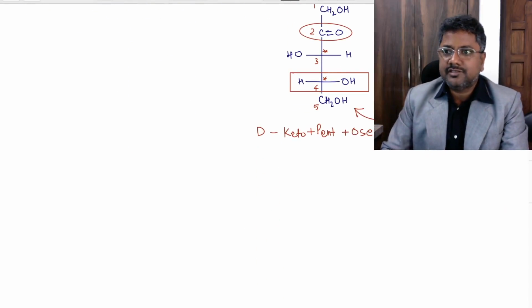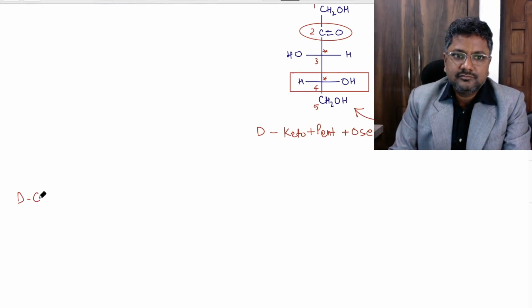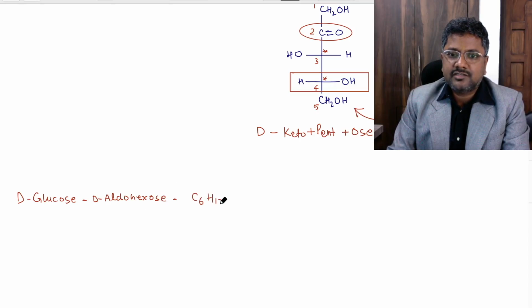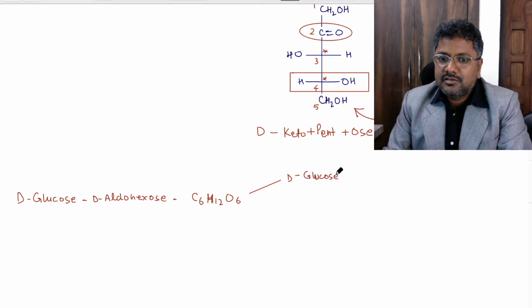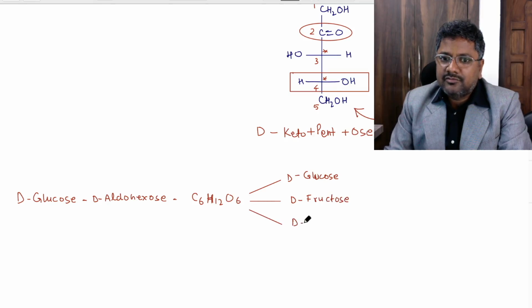Now see, in your syllabus, D-glucose is a D-aldohexose. What is the molecular formula for this? The molecular formula for this is C6H12O6. And see, if you clearly examine this molecular formula, this molecular formula belongs to D-glucose. This is also the molecular formula of D-fructose. This is also the molecular formula of D-mannose. And this is also the formula for D-galactose.